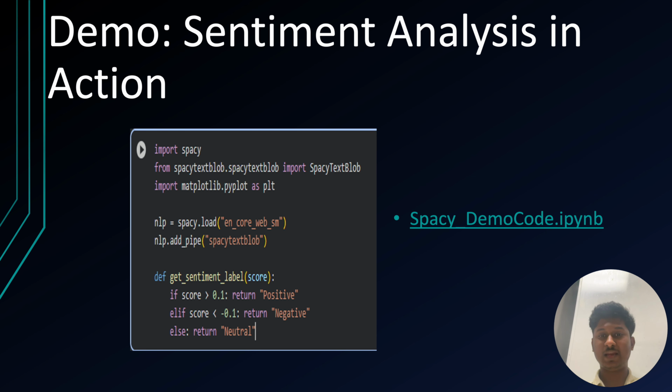Each sentence is then analyzed to get its sentiment score, and I use a helper function, get_sentiment_label, to classify them as positive, negative, or neutral depending on their polarity values. Above 0.1 is positive, below -0.1 is negative, and between -0.1 and +0.1 is neutral. After processing, the code prints each sentence along with its polarity and label.